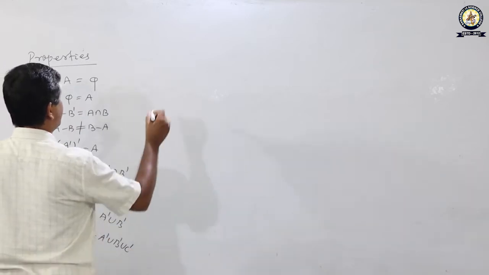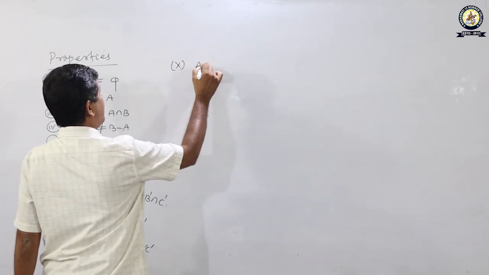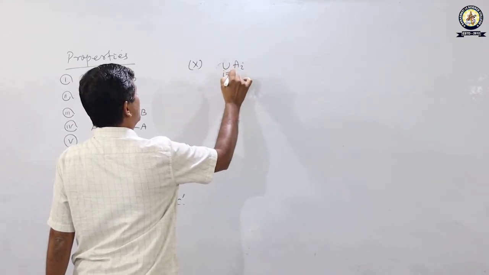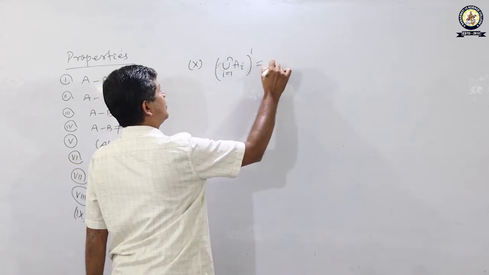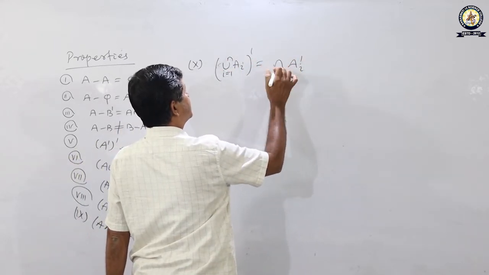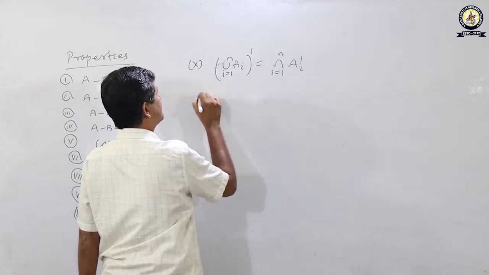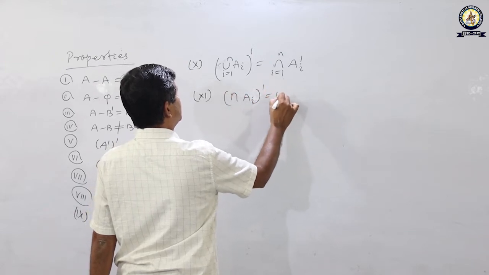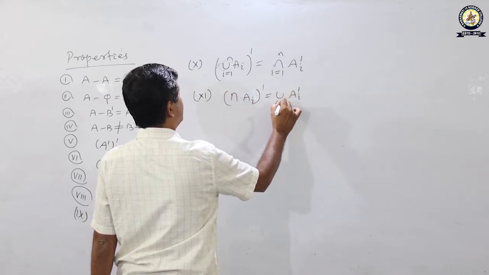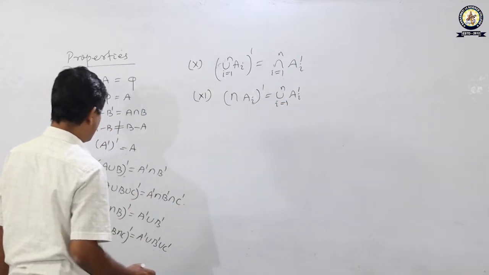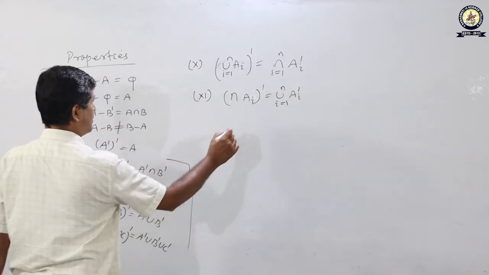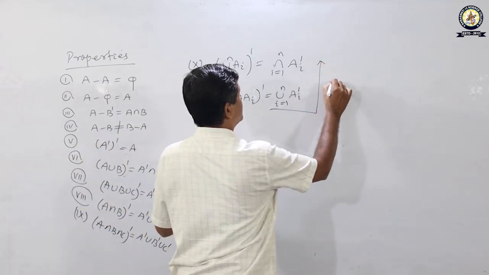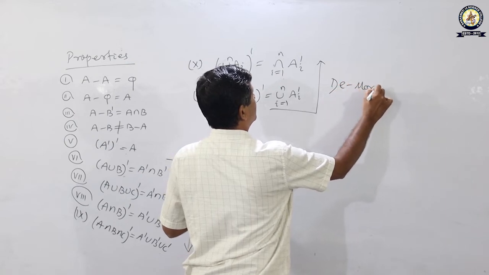Similarly, come to the next property. Next property is that the union of Ai whole dash, i varies from 1 to n, is equal to the intersection of Ai dash, i varies from 1 to n. And the next property is the intersection of Ai whole dash is equal to the union of Ai dash, i varies from 1 to n. Remember that from this onwards up to this, these are called De Morgan's law.